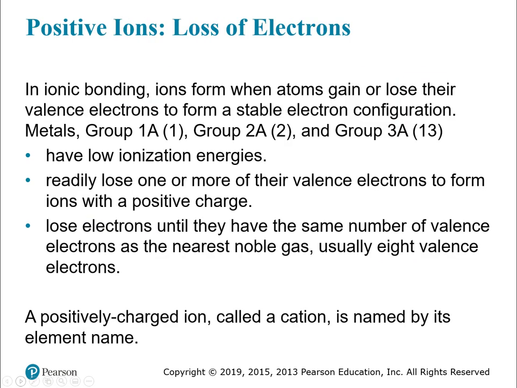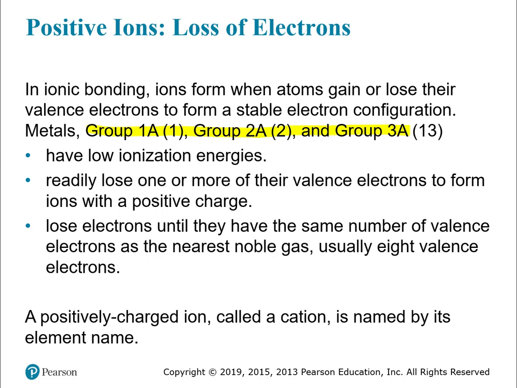Let's focus on ions. We'll start with positive ions. To form a positive ion, you have to lose some electrons. When a metal loses its valence electrons, it forms a positive ion. The metals that we'll be concerned with, primarily for this section, are in group 1A, 2A, and 3A. These metals have low ionization energies. That means that they lose their electrons pretty easily, and they'll form an ion with a positive charge.